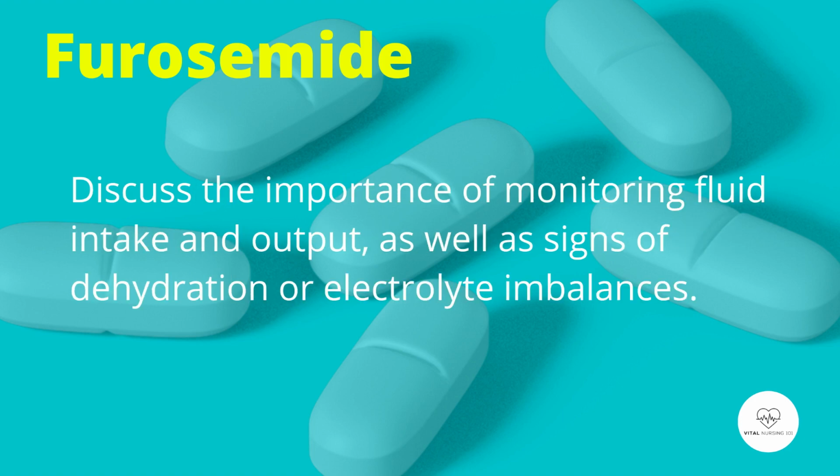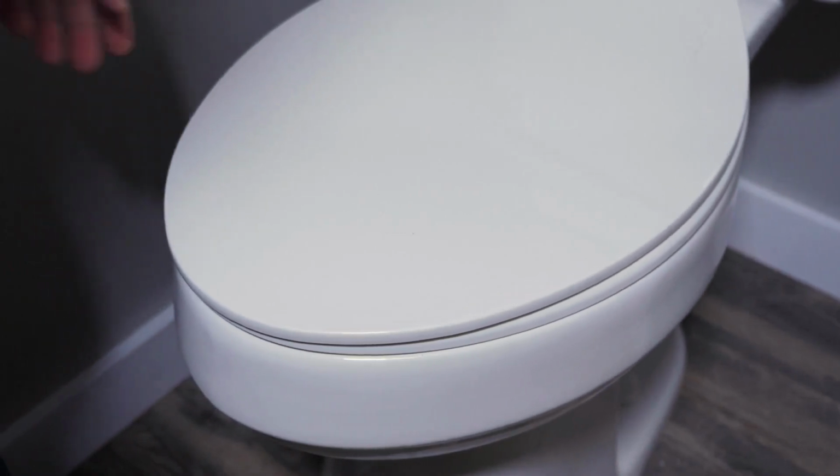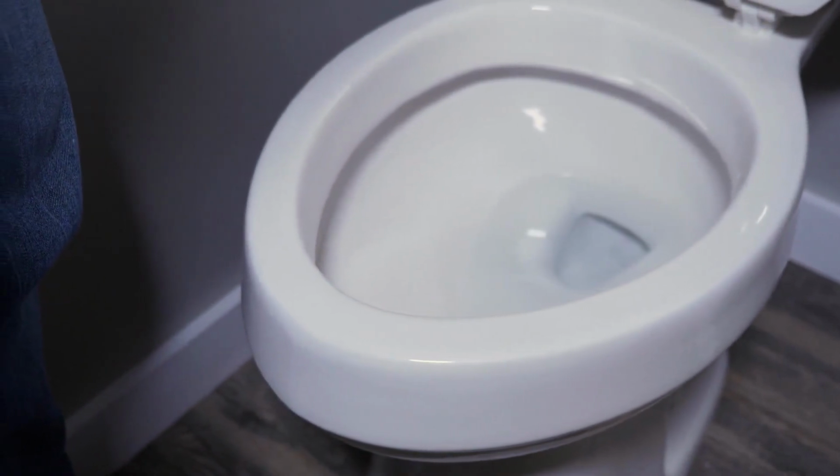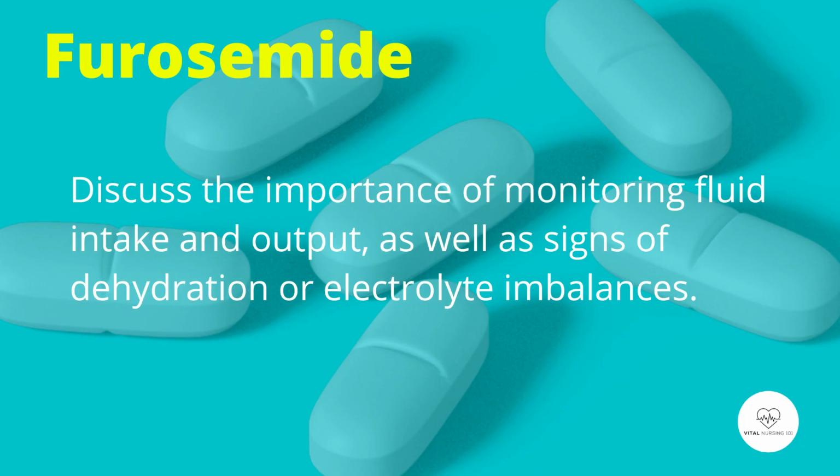Discuss the importance of monitoring fluid intake and output, as well as signs of dehydration or electrolyte imbalances. Furosemide's diuretic effect can lead to increased urine production, potentially resulting in fluid loss. Explaining the importance of monitoring fluid intake and output helps patients recognize the need to consume an adequate amount of fluids to prevent dehydration. Adequate hydration ensures optimal bodily functions, supports overall well-being, and helps prevent complications associated with dehydration.